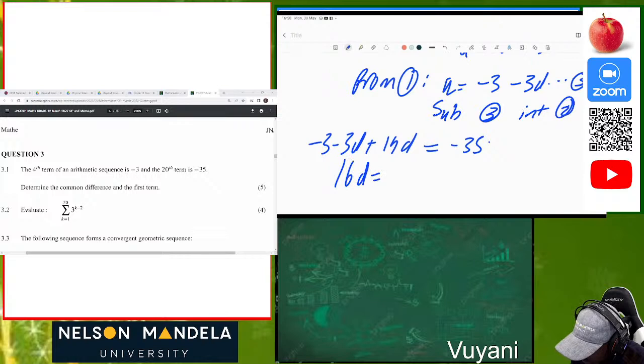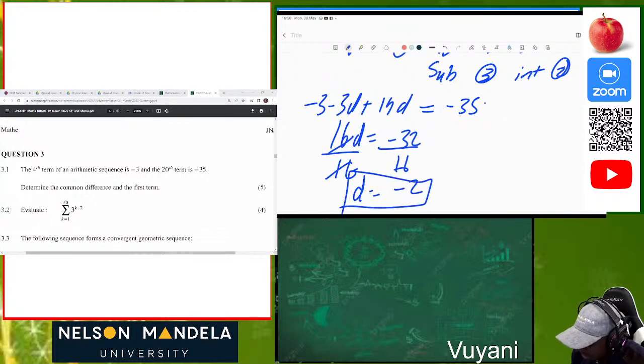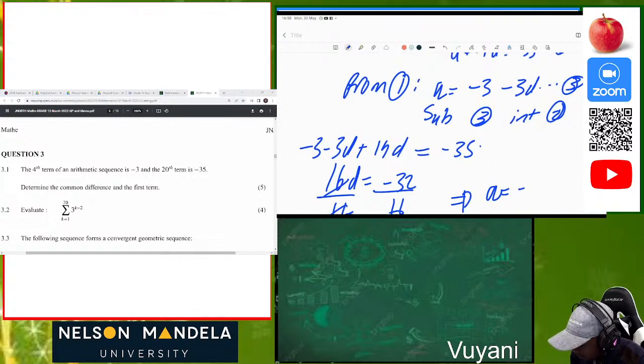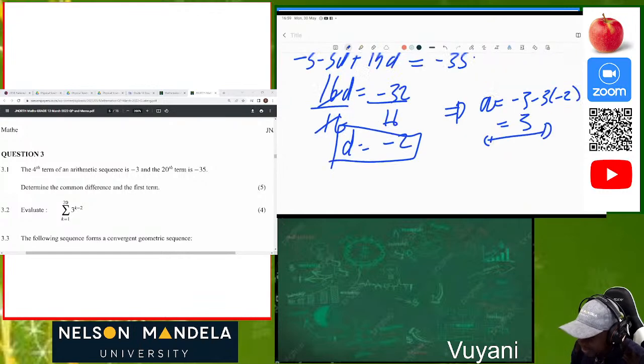16d is equal to negative 35 plus 3, then we get negative 32. Then divide both sides by 16, then your d will be equal to negative 2. Then therefore we can find our a. Our a will be equal to negative 3 minus 3 times negative 2. Then we get positive 3. So this is our a and this is our d.